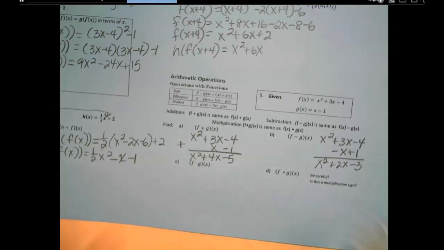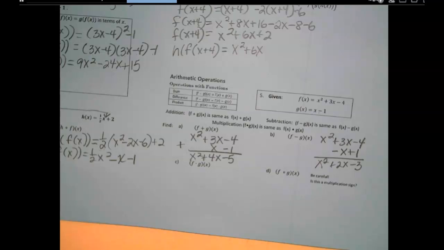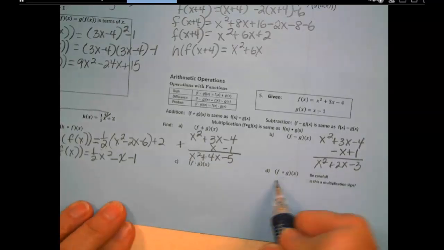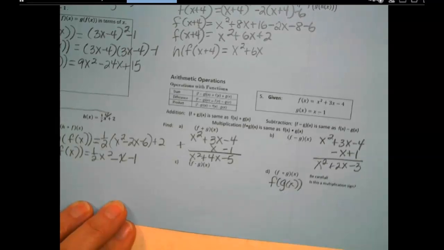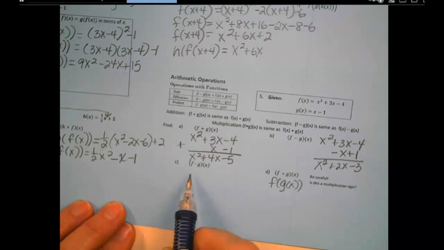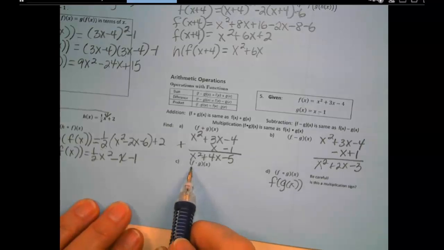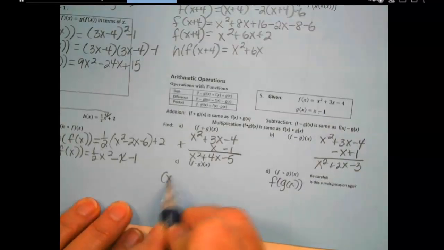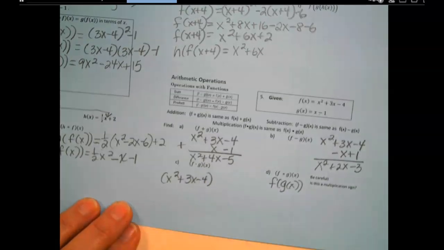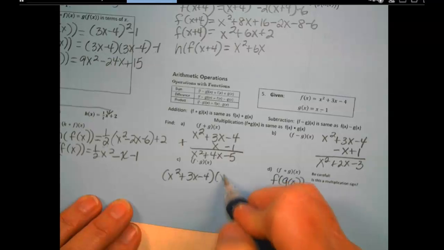Okay. Now, this is what I really need you to look at. Look at C and D, because I don't want you to get confused on these. What is C asking me to do? But what is D asking me to do? So D is the f of g of x, right? D is the composition, but C is still multiply. It's still an operation. So I'm going to take the f, which is x squared plus 3x minus 4, and I'm going to multiply by x minus 1.